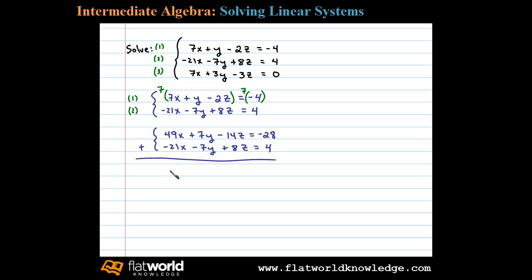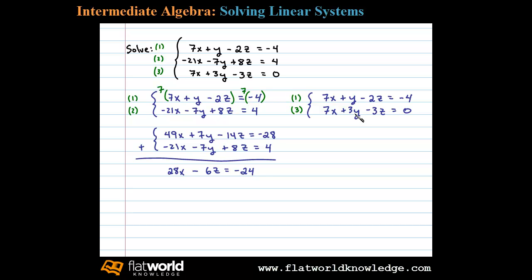Adding these equations together, we have 28x minus 6z equals negative 24. Now let's eliminate y again using equations 1 and 3.